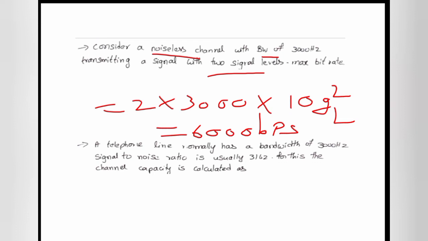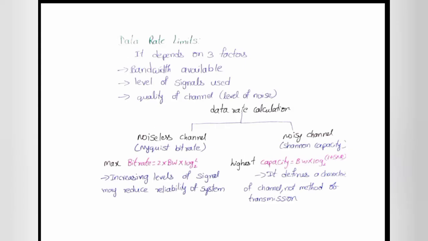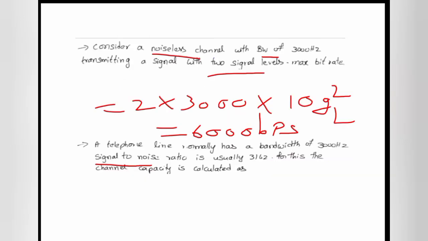A telephone line normally has a bandwidth of 3000 Hz assigned for data communications. The signal to noise ratio is usually 3162. For this, the channel capacity is calculated as follows. We have the signal to noise ratio, that means this is a noisy channel, that is the Shannon capacity. You know the formula for the Shannon capacity is bandwidth into log base 2 of 1 plus signal to noise ratio. Now we will calculate this.